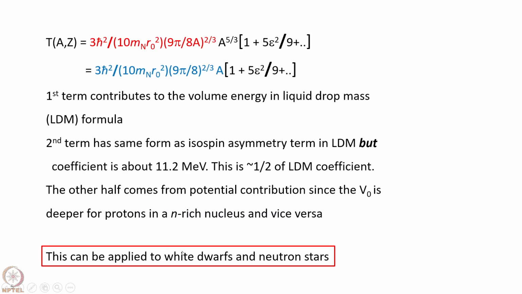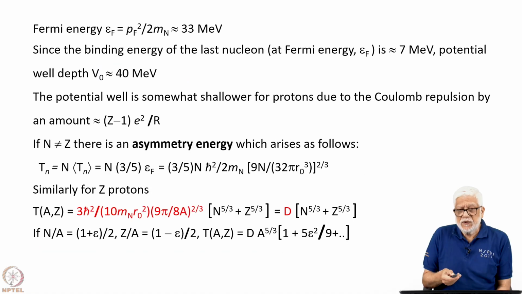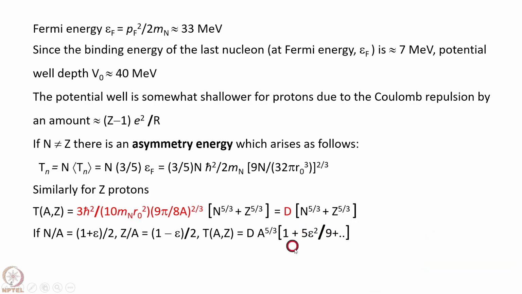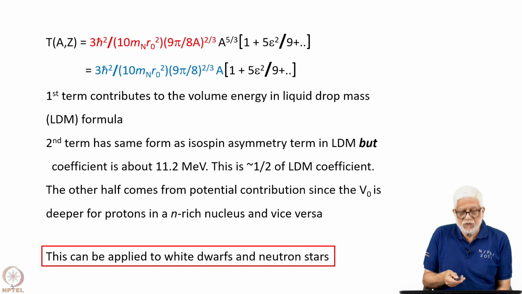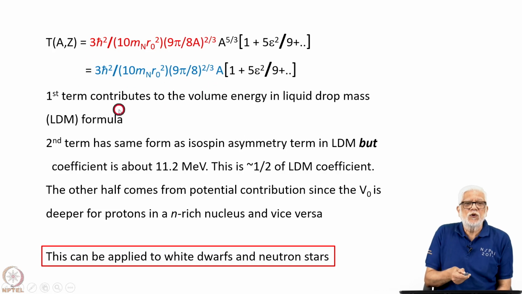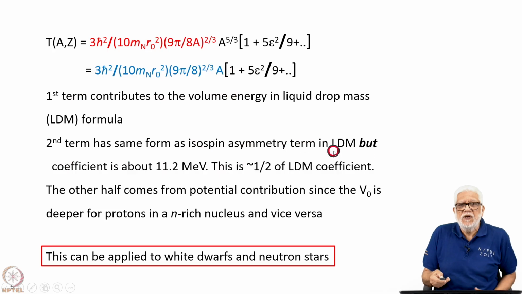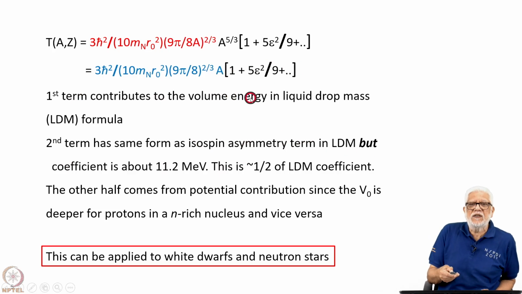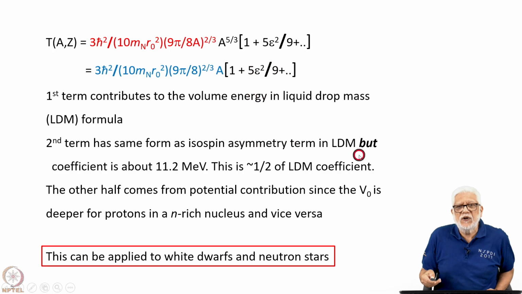Okay. So this tells you that there is a square dependence on this epsilon. If I go away from symmetry, I get an additional term which is proportional to (N minus Z) squared. So this is the full expression, T of A, Z is this, and this is the kinetic energy term. The first term contributes to the volume energy, this is just A times something. So this is the volume energy term, and this is the isospin asymmetry term, and this actually gives a rationale for why we had this asymmetry term in the liquid drop model.